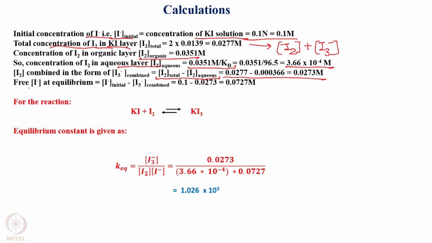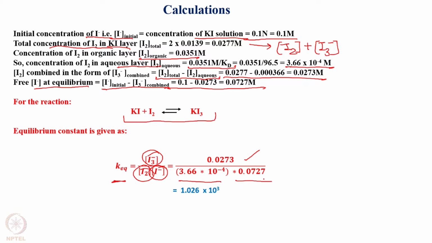Now we can calculate the free iodide at equilibrium, which is given by the I minus which we initially had, minus I3 minus. So after subtracting these, we can calculate the free I minus at equilibrium. We are calculating the equilibrium constant for the reaction KI plus I2 giving KI3. The equilibrium constant can be written as I3 minus divided by I2 times I minus. Now that we have the value of all these concentrations, which are 0.0273, and the value for I2, which is this, and the value for I minus, we can easily obtain the value of equilibrium constant.